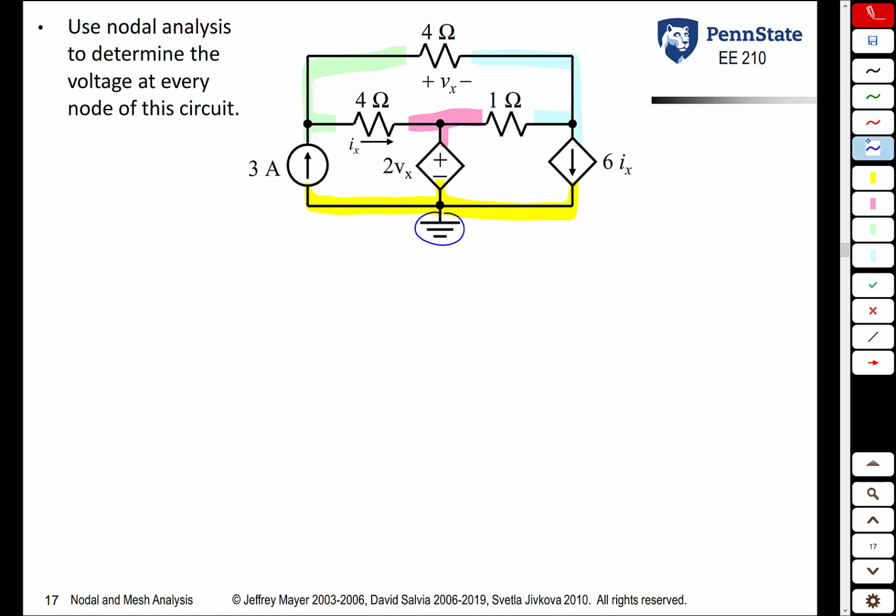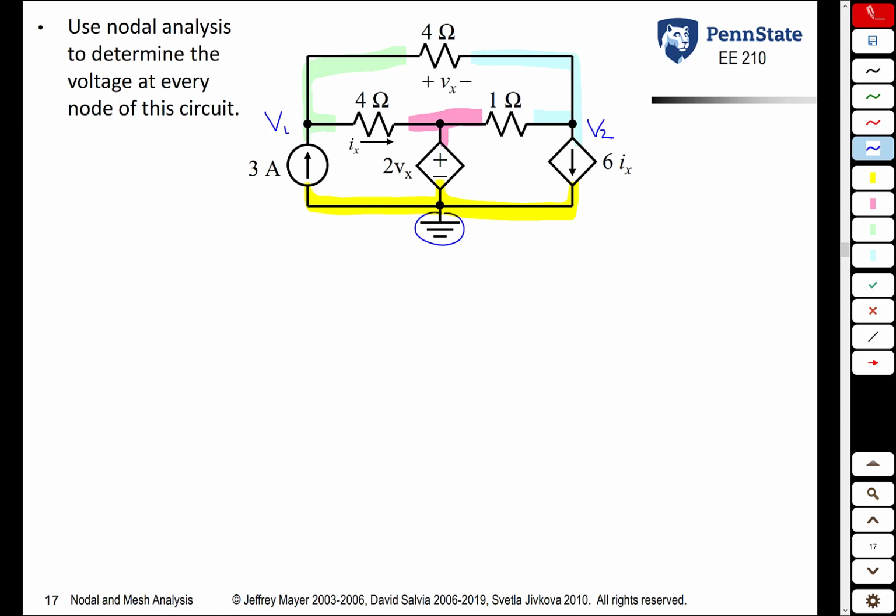So now you look at every node and determine whether you know the voltage or not. So the node on the left, the green node, it's connected to a current source and a couple resistors. We do not know its voltage, so I'll give it a variable. I'll call that V1. The blue node is connected to a dependent current source and a couple resistors. Once again, we don't know the voltage there. We're going to give that another variable, V2.